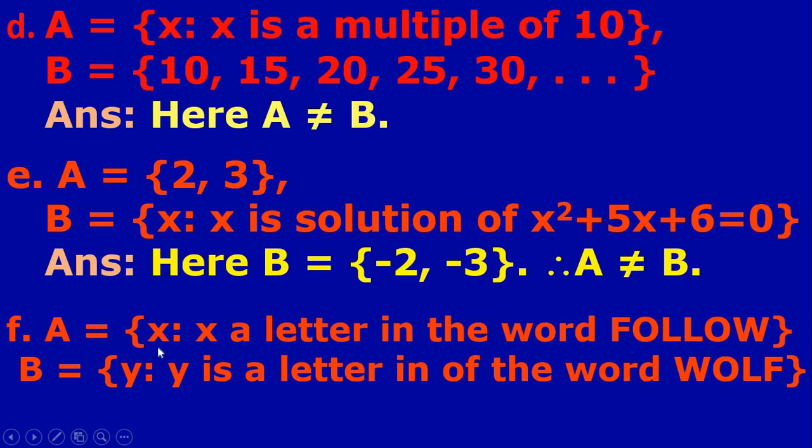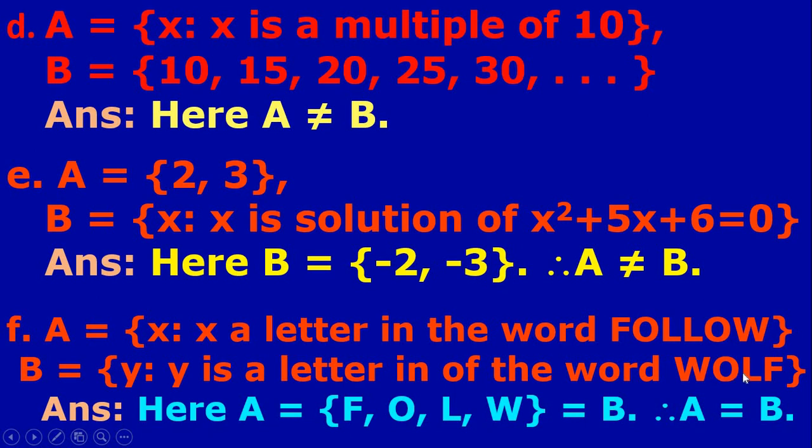So next one, A equal to the set of all x such that x is a letter in the word FOLLOW, and B is the set of all y such that y is a letter in the word WOLF. Now you have to find what are the letters used in FOLLOW and what are the letters used in WOLF. Here F is there, O is there, L is there and W. Here also we have F, O, L, W. So in set A we use the letters F, O, L, W and in B also we use the letters F, O, L, W. So both sets are the same. So A and B are equal sets.